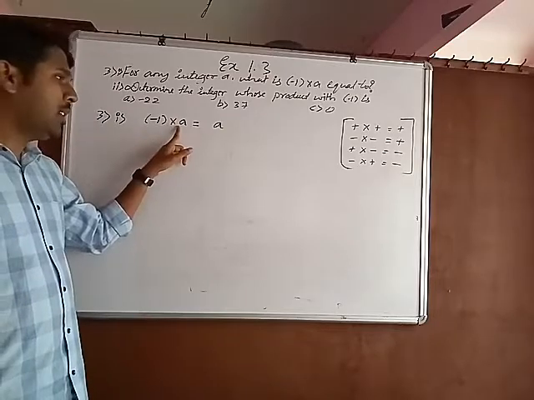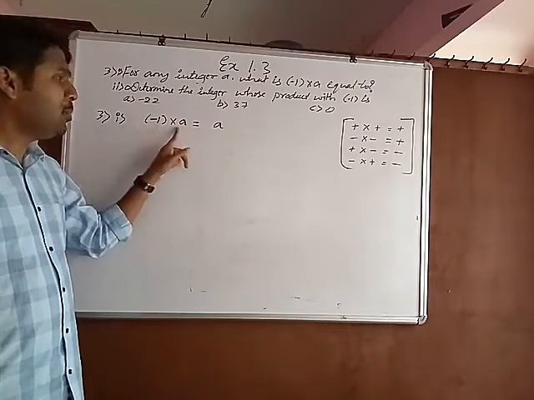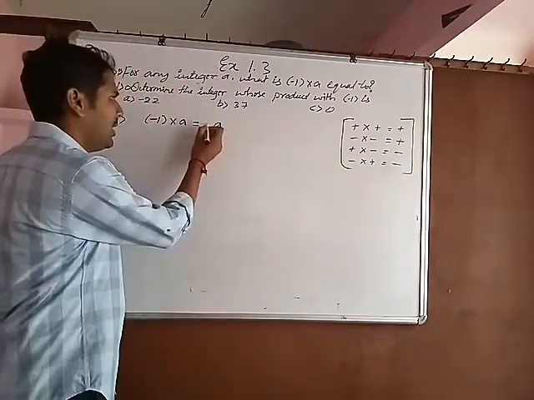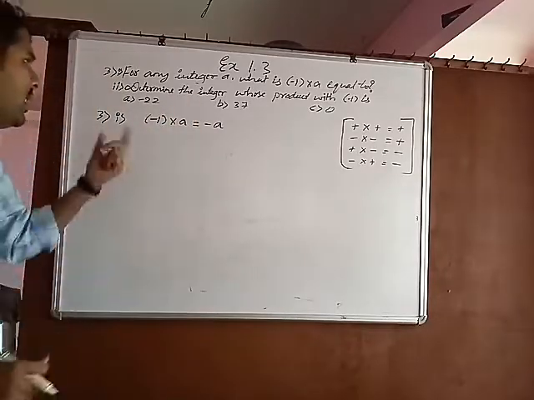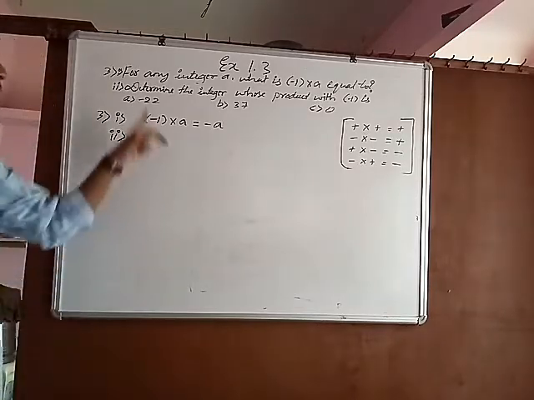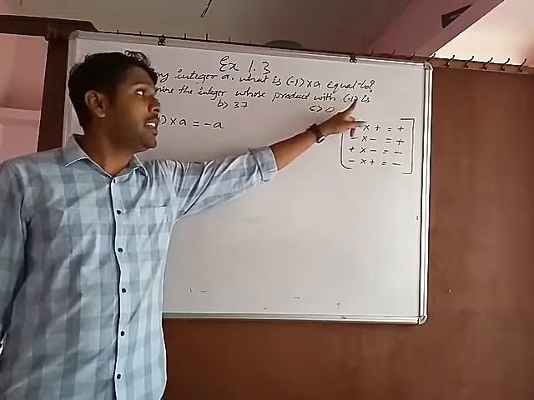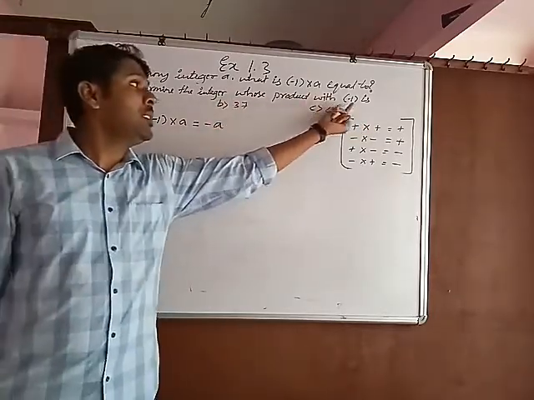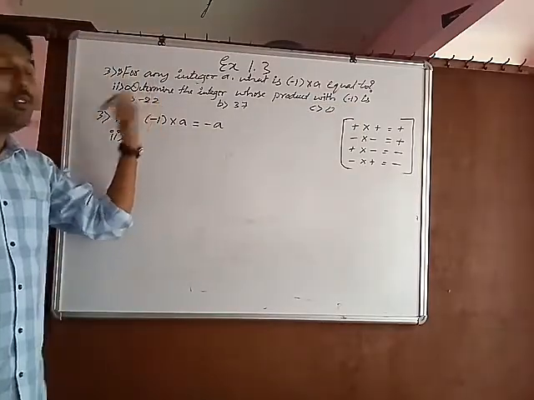Next, here what is the sign? If there is no sign, it means the plus sign is there. Minus into plus is minus, that is minus a. Very simple. Okay, next, the second one. What is the question? Determine the integer whose product with minus 1 is minus 22. You should multiply one integer with minus 1 and the answer is minus 22.